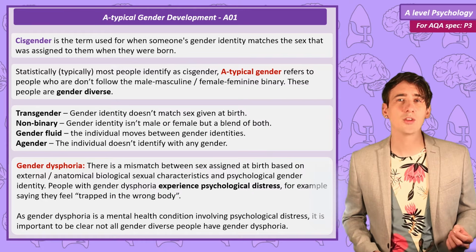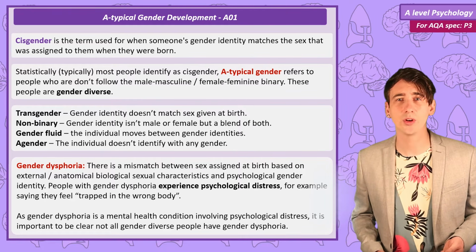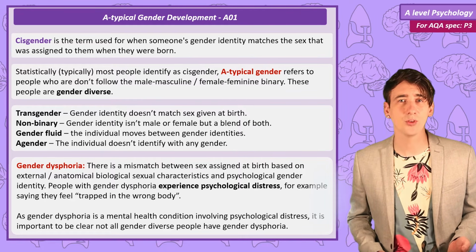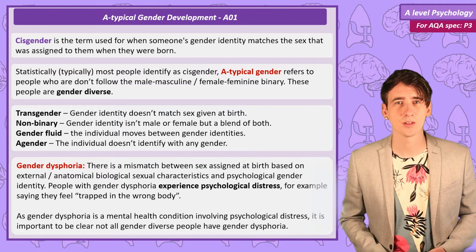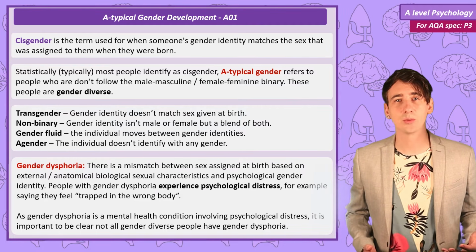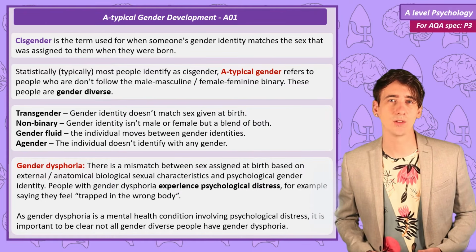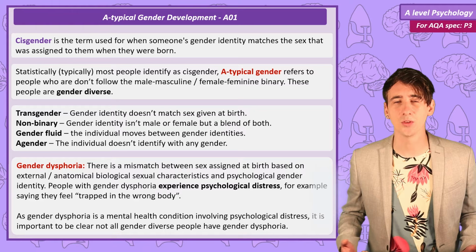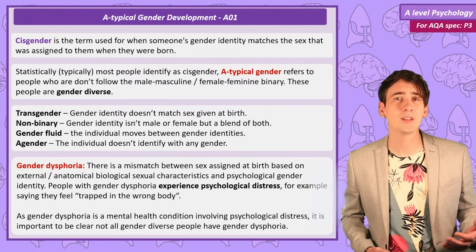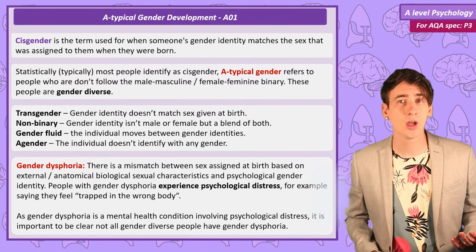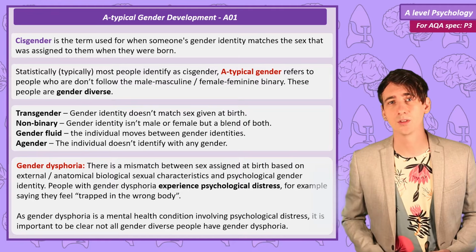But as the specification focuses on the concept of gender dysphoria, everything that I say from this point forward will be linked to that diagnosis. We can divide explanations for atypical gender development and associated gender dysphoria into two categories: biological and socio-psychological. So, is it genetic hormonal processes, or is it due to early life experience?